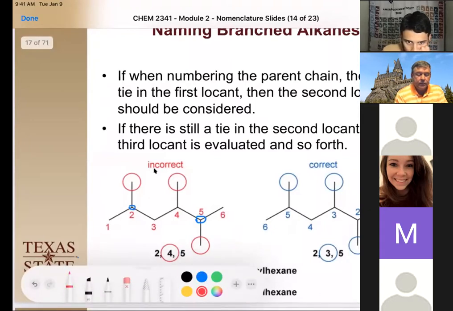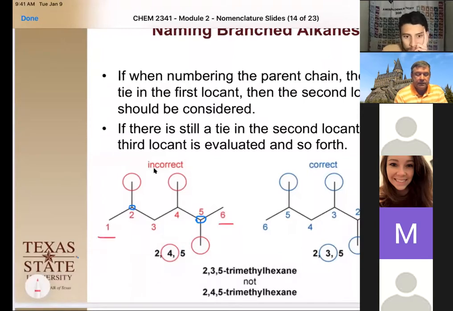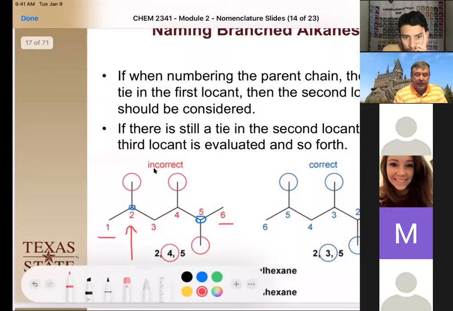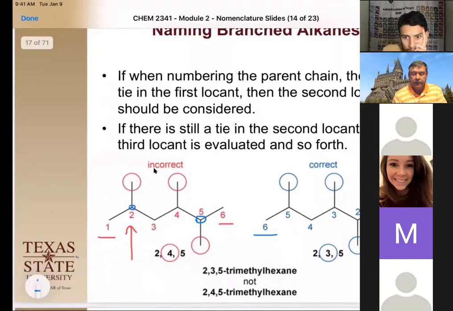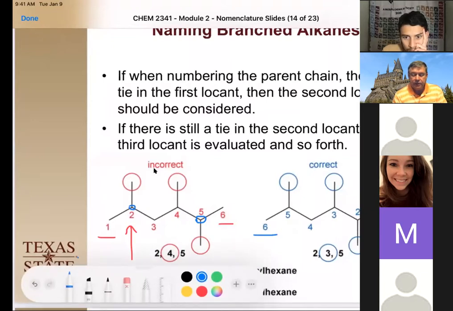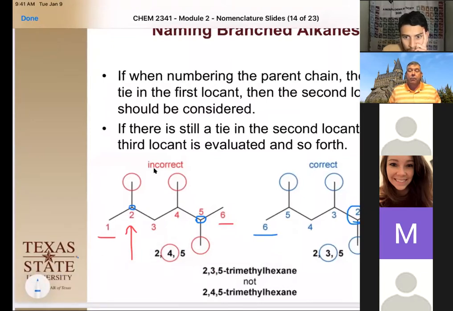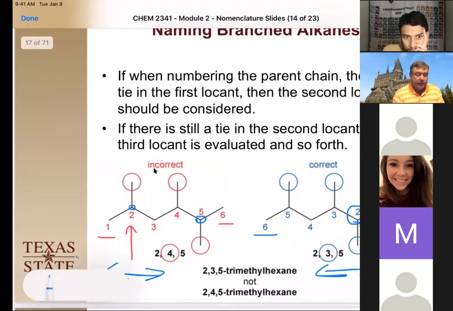In this case, we could number it from 1 to 6 on this side, and that's going to give a methyl group on a 2-carbon. If we numbered it 1 to 6 in the other direction, we still get a substituent on this 2-carbon. So we have to look a little deeper. We have to look at the next substituent to try to get to the lowest number. Since either numbering system gives us a low number of 2, we have to go to the next substituent. If we go in this direction, our next one is on the 4-carbon, and the last one is on the 5-carbon.